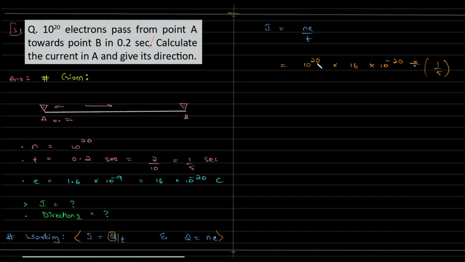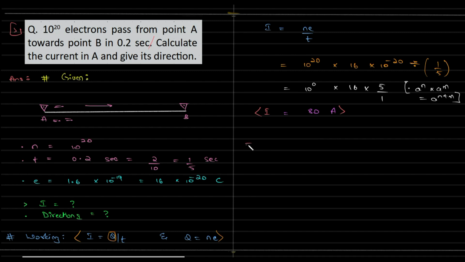Okay, so we have 10 to the power of plus 20 and 10 to the power of minus 20, which will give me 10 to the power of 0 into 16. Division becomes multiplication, so I have to reverse this, right? So we have a to the power of n into a to the power of m, which is equal to a to the power of n plus m. So this is 80 ampere. Okay, so this is your current answer.